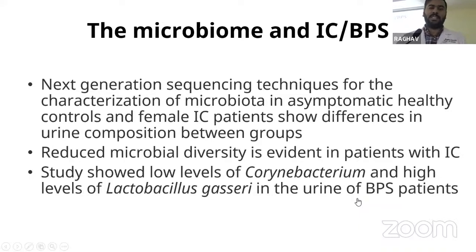The microbiome and IC/BPS have been an area of research. Next generation sequencing techniques have been used for the characterization of microbiota in asymptomatic healthy controls and female IC patients, showing differences in urine composition between different groups. Reduced microbial diversity is evident in patients with IC. Studies have shown low levels of Corynebacterium and high levels of Lactobacillus gasseri in the urine of bladder pain syndrome patients.